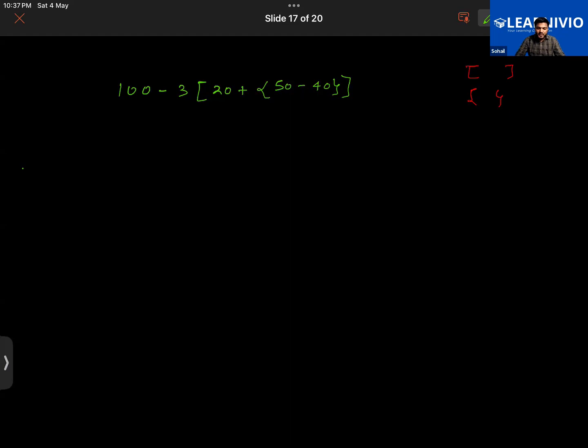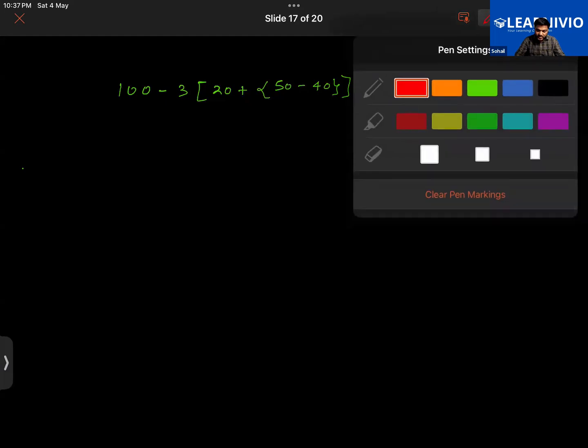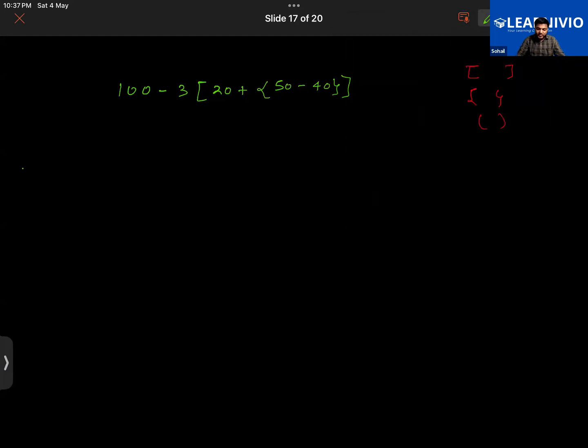Let me now write the names of different brackets so that you guys don't get confused. The one that you see over here is called parenthesis. This one is called braces. And these are called square brackets. So these are brackets, these are braces, and these are parentheses.